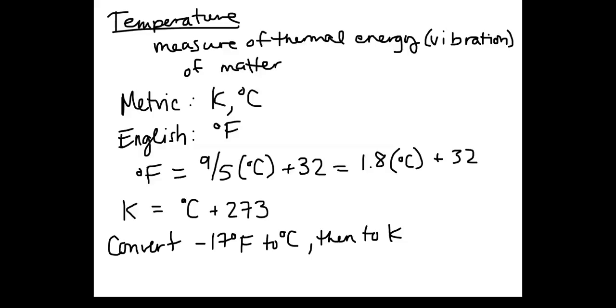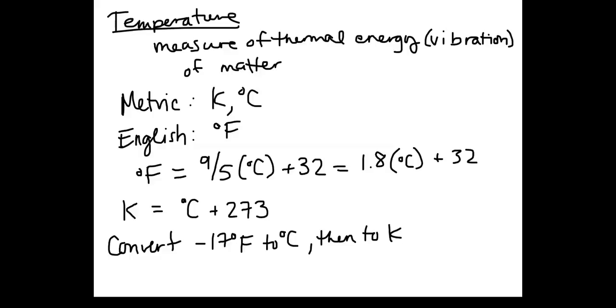What did we get for Celsius? Negative 35. Let me double check. I have an answer here. What did everyone get, negative 35 or did they get something else? I got negative 27. Yeah. So let's work on that.